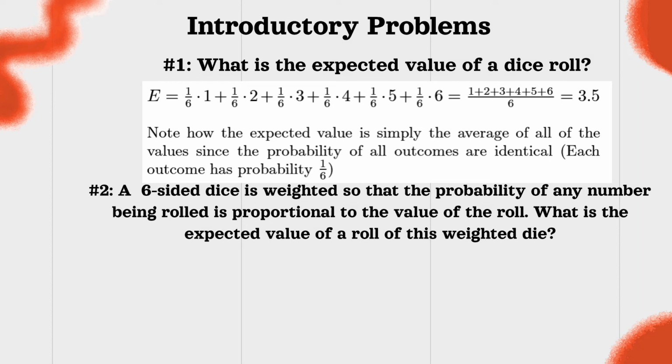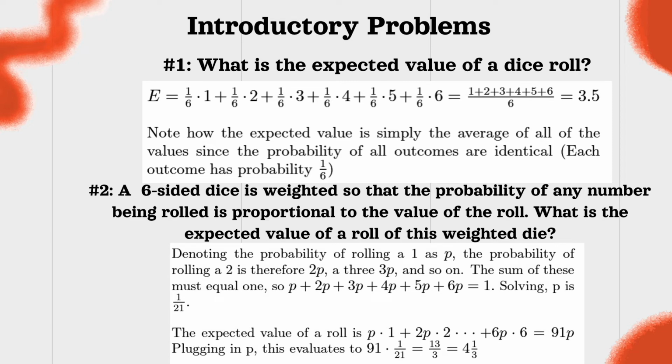Next, a 6-sided die is weighted so that the probability of any number being rolled is proportional to the value of the roll. What is the expected value of a roll of this weighted die? For example, the probability of rolling a 2 would be 2 times the probability of rolling a 1. So, let's represent the probability of rolling a 1 as P. The probability of rolling a 2 would be 2P. The probability of rolling a 3 would be 3P, all the way to 6P. If we add it up, this should equal 1. Solving, P is 1 over 21.